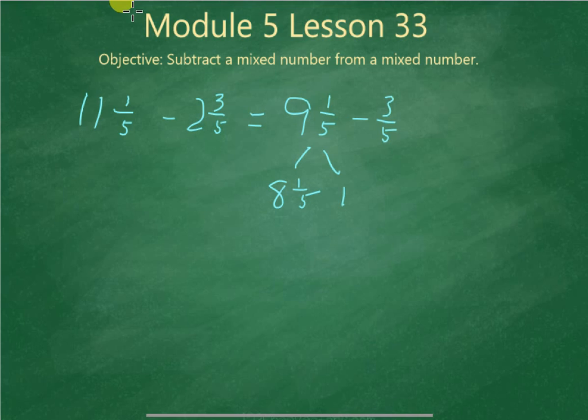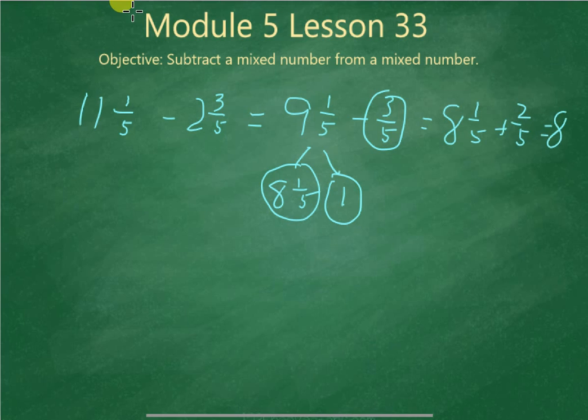Well, I can look at this and go, oh, okay, so what I end up having is my 8 and 1/5 here, so I have 8 and 1/5. But to that, I took a whole one away, but I was only supposed to take 3/5 away. So I need to add back in 2/5, and that equals 8 and 3/5. That's just a tricky way of doing it.